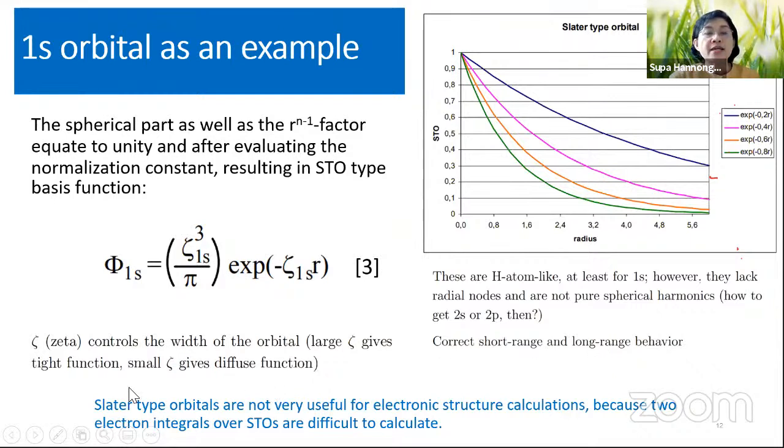So we can say that Slater type orbitals are not very useful for electronic structure calculations because two electron integrals over STO are difficult to calculate. This is the limitation of this basis function.